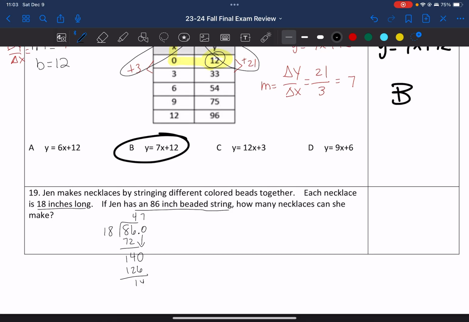That is going to be 14, excuse me. Bring down another 0, but I'm already seeing that that's going to be a repeating decimal. So I'm going to stop here and bring up that decimal. Let's talk about how many she can actually make. If she goes to make that 4th one and then tries to make a 5th one, is she going to have enough beaded string? She's not. She's not going to be able to finish that 5th one. So in reality, she can only make 4 necklaces. Okay, so here, this would be 4 necklaces.